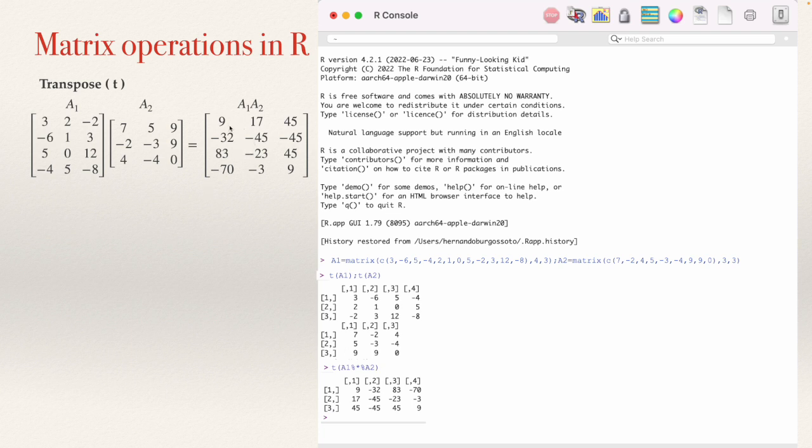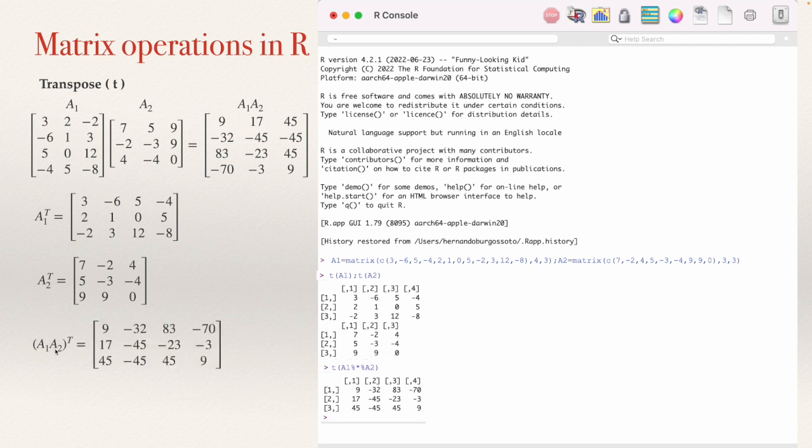Now the first column of this matrix is now a row in the transpose, and you can check all the answers. So this is the transpose of A1 that we obtained here. This will be the transpose of A2 that we obtained here. And finally, this is the transpose of A1, A2. So if I need to solve the transpose of A1, A2, the only thing I need to do is enter A1, enter A2, and compute the transpose of this.